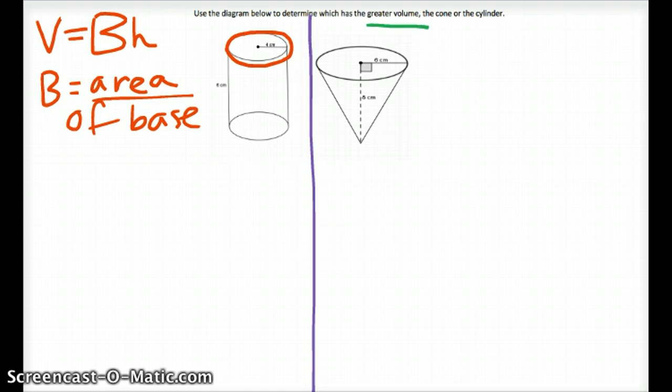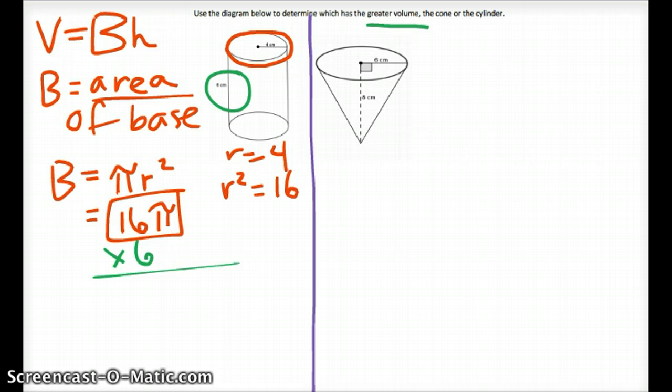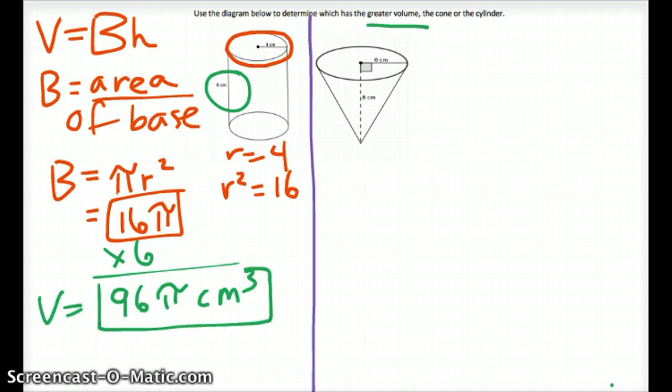And the area of the base is going to be the area of the circle, which is pi r squared. So r is 4. So r squared is 16. So that's going to be 16 pi. Now my height is 6. So I'm going to multiply that by 6. So when I multiply it by the height, I get 96 pi centimeters cubed.